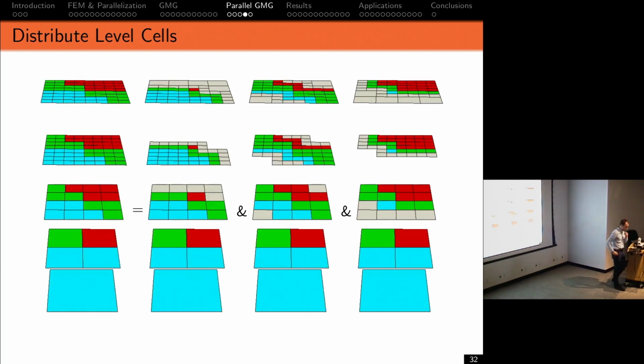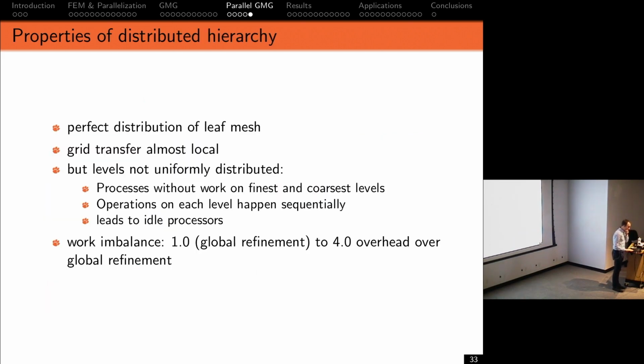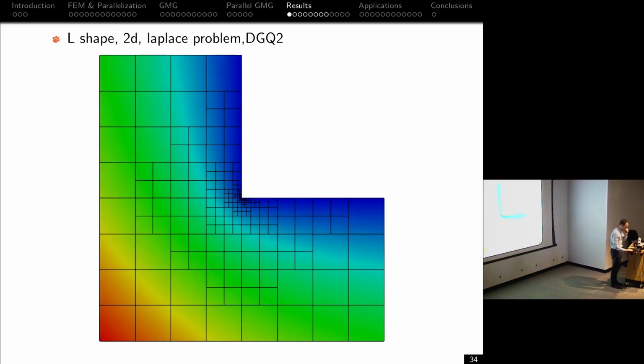More complicated, maybe, like this is the picture you've seen earlier. And you also see the views of the individual processors, so this processor doesn't know about the mesh in that corner, right? Because I don't want to duplicate that data. So I have a perfect distribution on the leaf mesh, and all of this might work, but I have some kind of work imbalance. So how does that look?